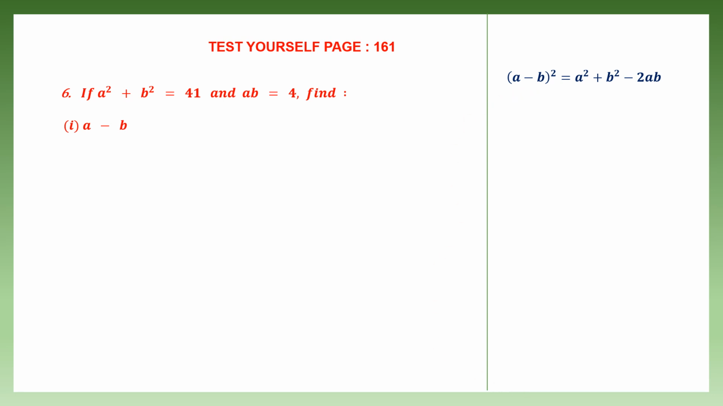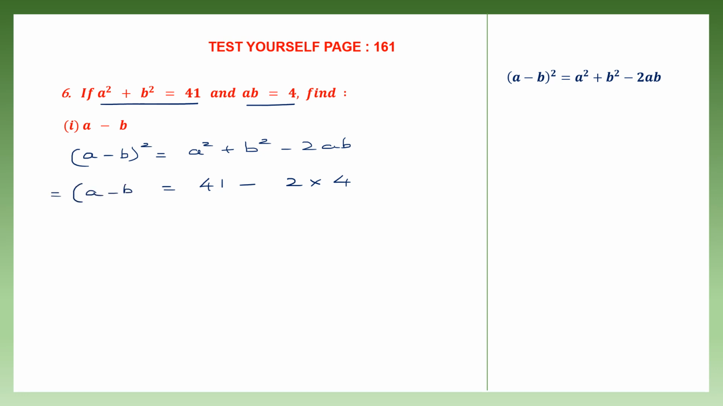So this will be (a minus b) the whole square. We're finding the square of this. This is equal to a square plus b square minus 2ab. Now a square plus b square, the value is given to us, so that is 41, minus 2 into ab, which is also given to us as 4. So what are we finding out? We're finding out (a minus b) the whole square. Let's simplify this: 41 minus 2 fours are 8.